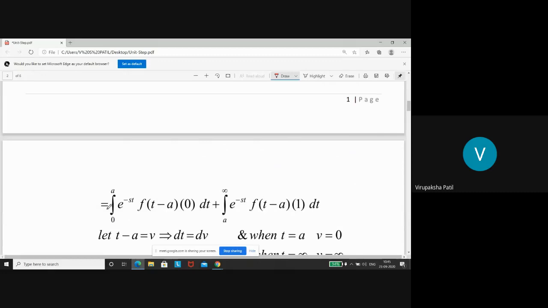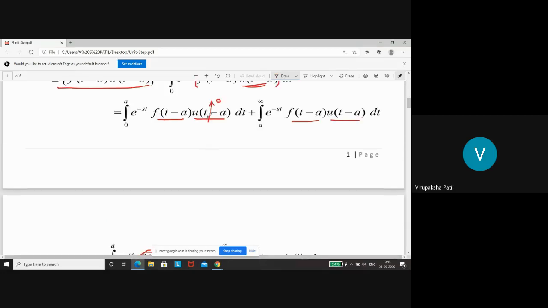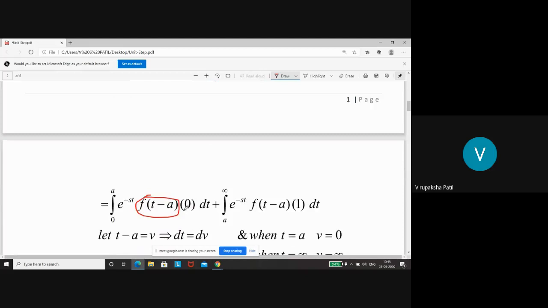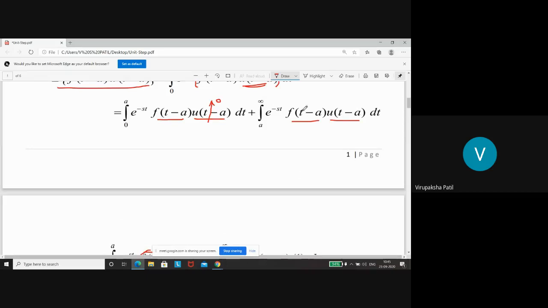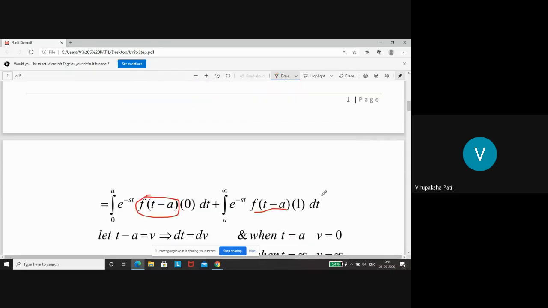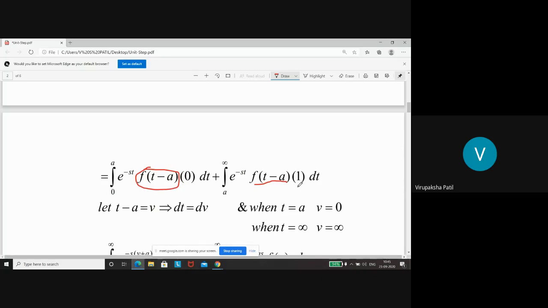See here, let us check. Integration 0 to infinity e to the power minus st, f of t minus a, let us keep this as it is. Then u of t minus a takes the value 0. Then plus integration a to infinity e to the minus st f of t minus a as it is, and in this interval, whenever t is strictly greater than a, u of t minus a takes the value 1, as we have written here.